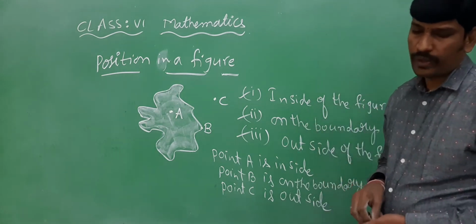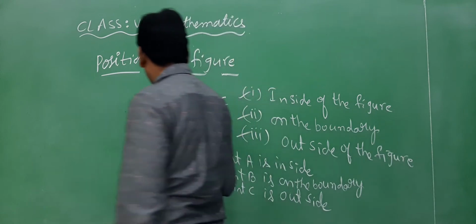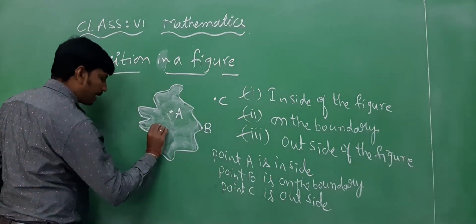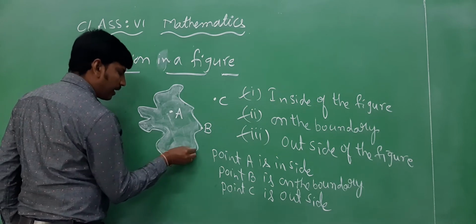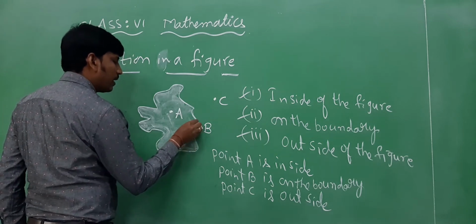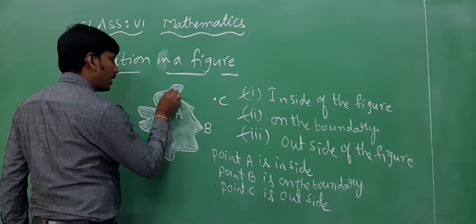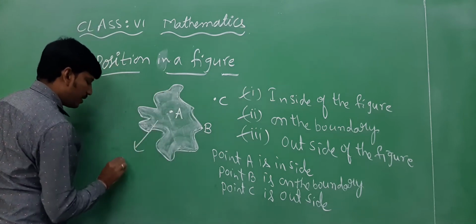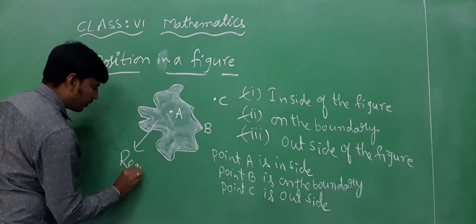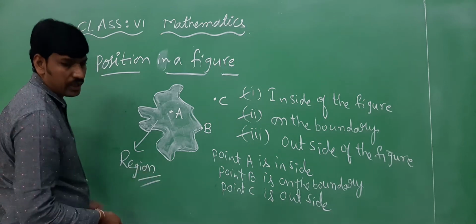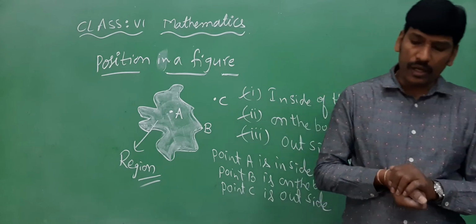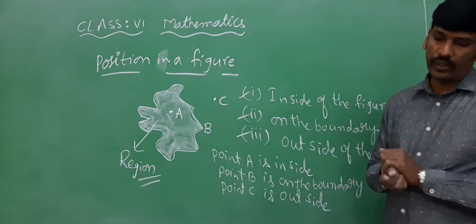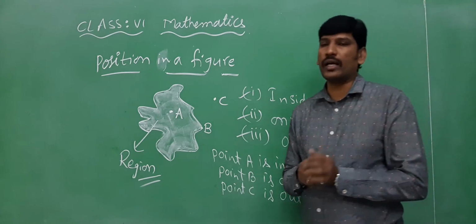Now coming to this, see this here. I shaded some part here. I shaded the entire inside of the figure. And what is this called? This is called region. What is the meaning of region? Region is nothing but the interior of a curve together with its boundary is called its region.